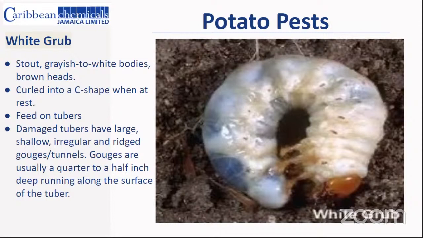Now, what you see typically is a large, very plump grub that has a grayish white body with a brown head. Typically, when it is not feeding, you will see it curled into a C, just the way it looks in this image. And what they do is feed on the tubers. Now, the damage to the tubers, what you'll see is large, very shallow, irregular, and ridged gouges or tunnels. And the gouges are usually a quarter to half inch deep, running along the surface of the tuber.